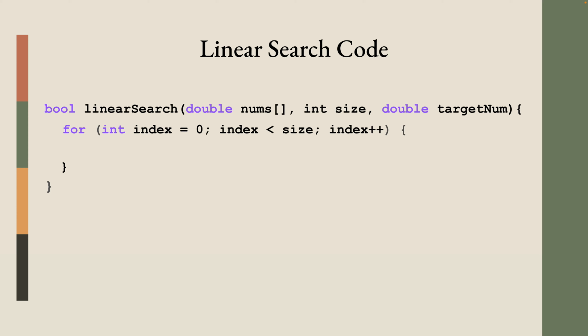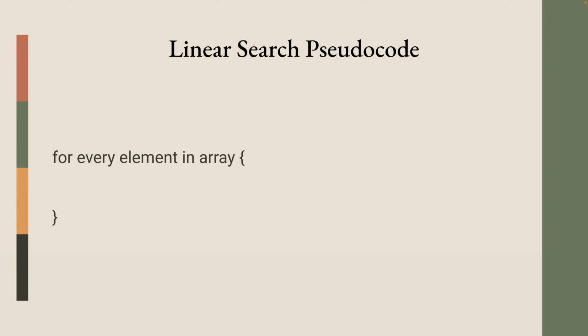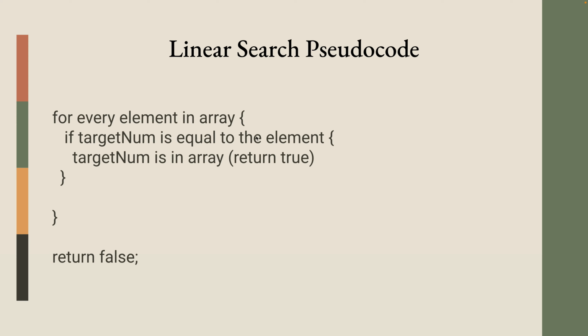What do we put in our if statement next? If target num is equal to, or is it not equal to? We'll do equal to, because in our pseudocode we were saying if the target num is equal to the element, then we're going to return true.